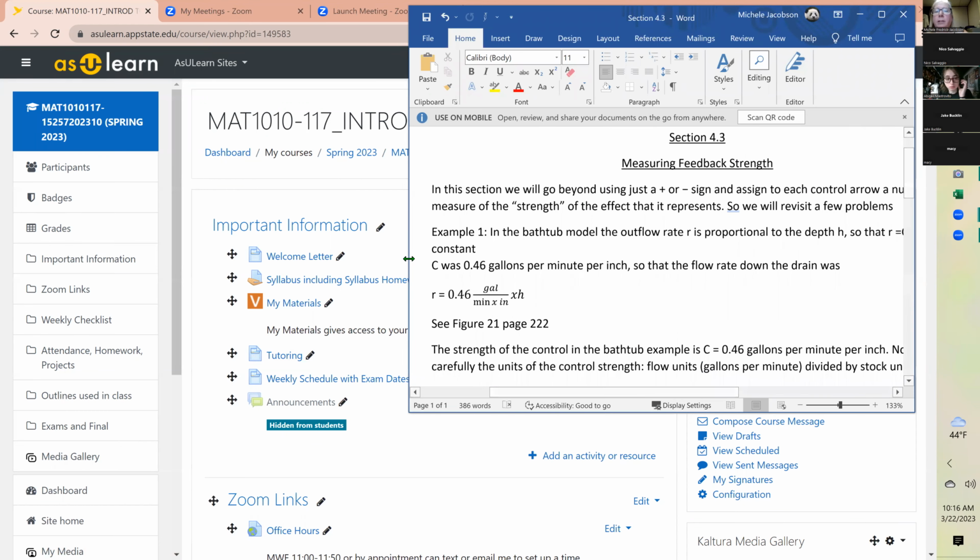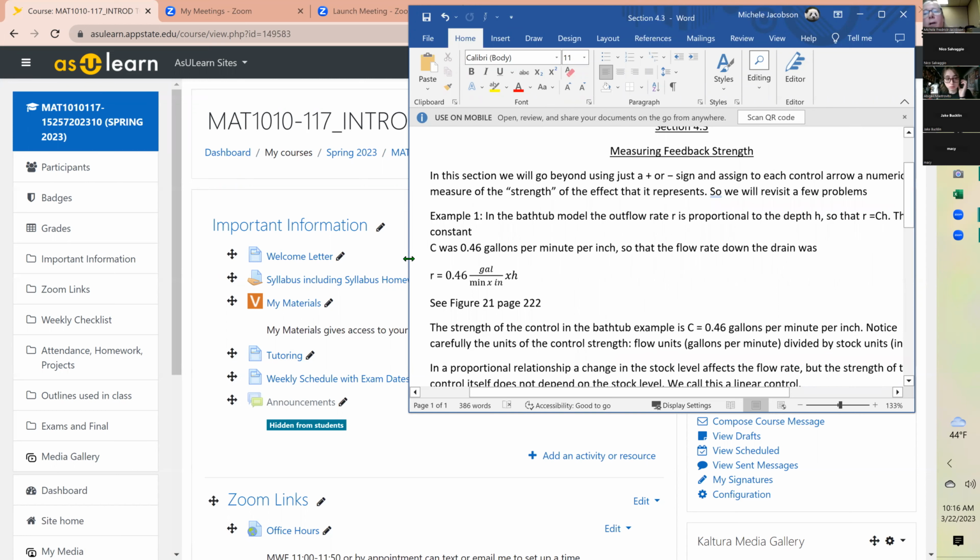So what this section did was it took a lot of our problems from previous sections that we had through charts with, and it added values or percents or a rate. If you remember, I think it was 46% was the bathtub.